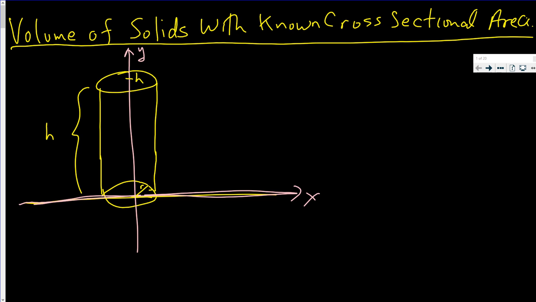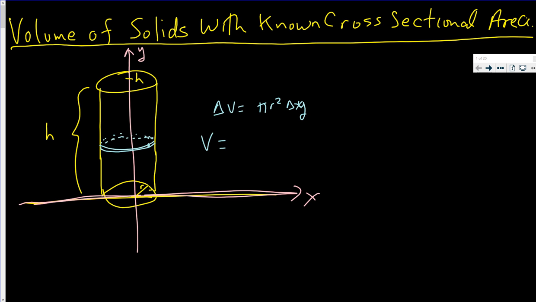Now, if you take a given cross-sectional area with some thickness, okay, well, that's our disk. It's a circle with some thickness. So the change in the volume is clearly pi r squared times delta x, delta y, excuse me.